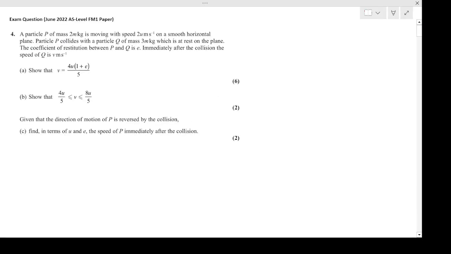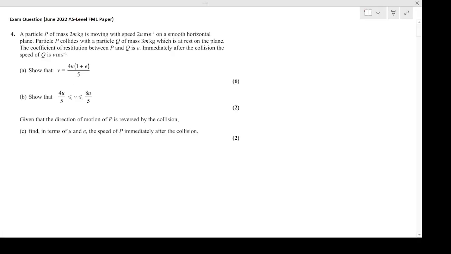And then we've got this exam question here. So here we're told a particle of mass 2m is moving with speed 2u on a smooth horizontal plane. Particle P collides with particle Q of mass 3m, which is at rest. The coefficient of restitution is E. Immediately after the collision, the speed of Q is v. And for part A, we need to get this expression for the speed of Q here.